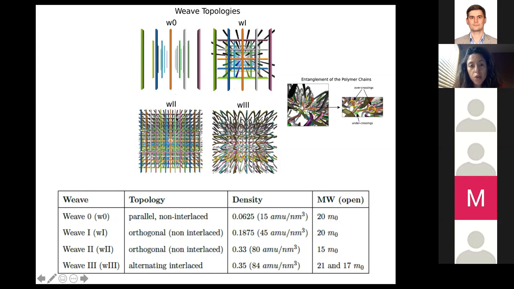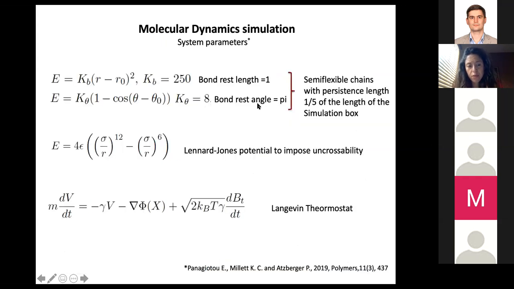And W2 is a second version of the first weave. It's just denser. W3 is one that has a little bit more entanglement in the sense that it goes alternating over and under the curves that it meets. So it has conformations like the ones depicted here. So the molecular weight of the chains is approximately the same, but the last two systems are denser than the first two.